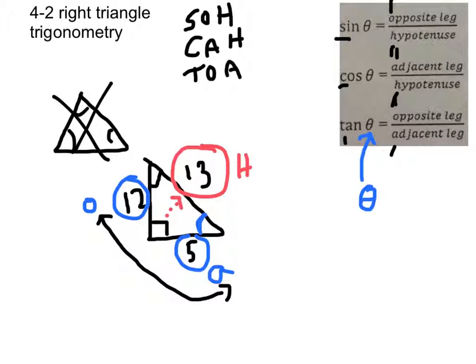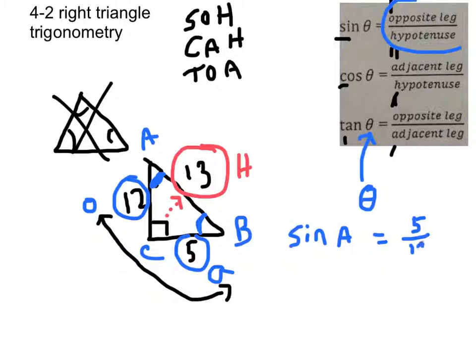Now, if I asked you to come up with the three trig ratios from this triangle, I'm going to label my angles A, B, and C. And if I want the sine of angle A, that means this angle right there. Sine is opposite over hypotenuse, so I would do the opposite side, which is 5, over the hypotenuse, which is 13. If I wanted the cosine of angle A, cosine is adjacent over hypotenuse. This is the adjacent side, so it's 12 over hypotenuse 13.